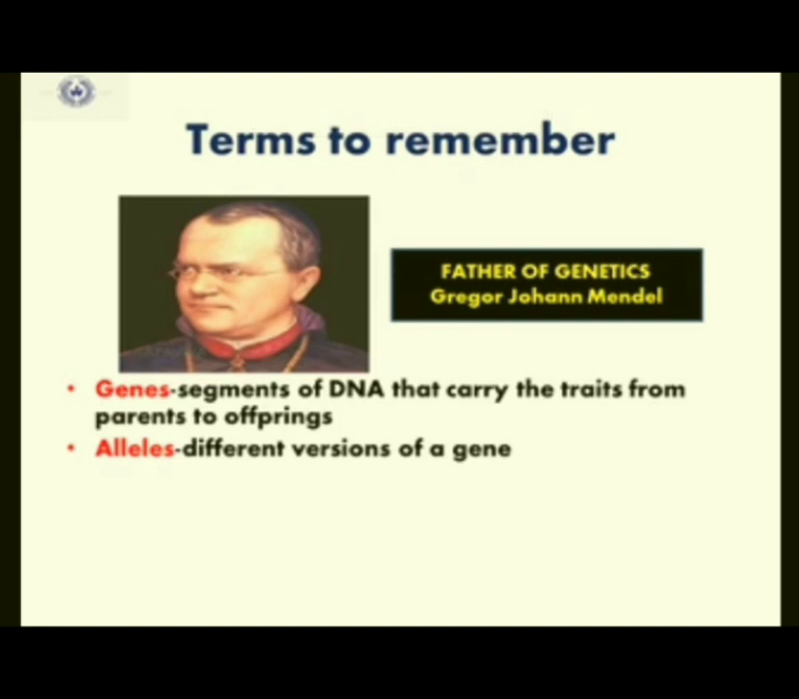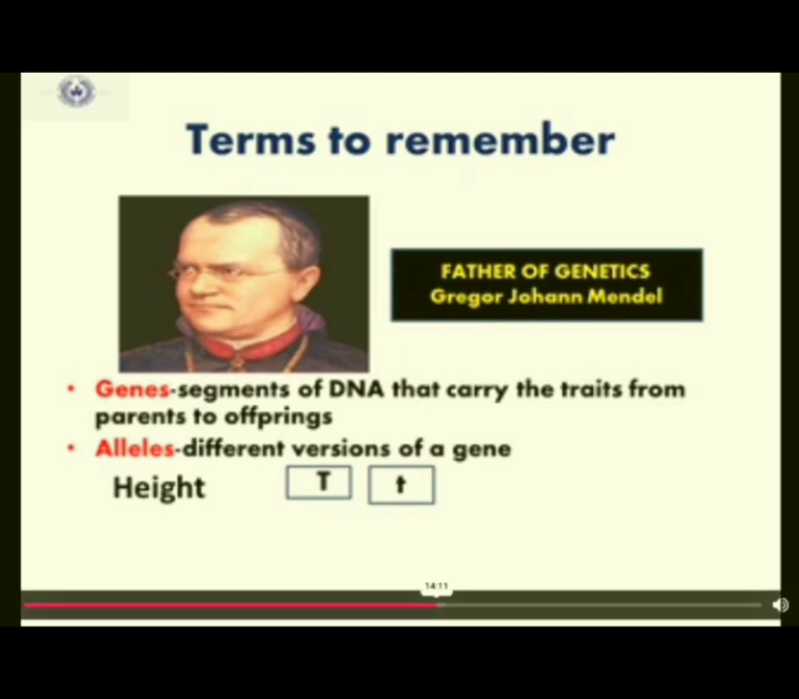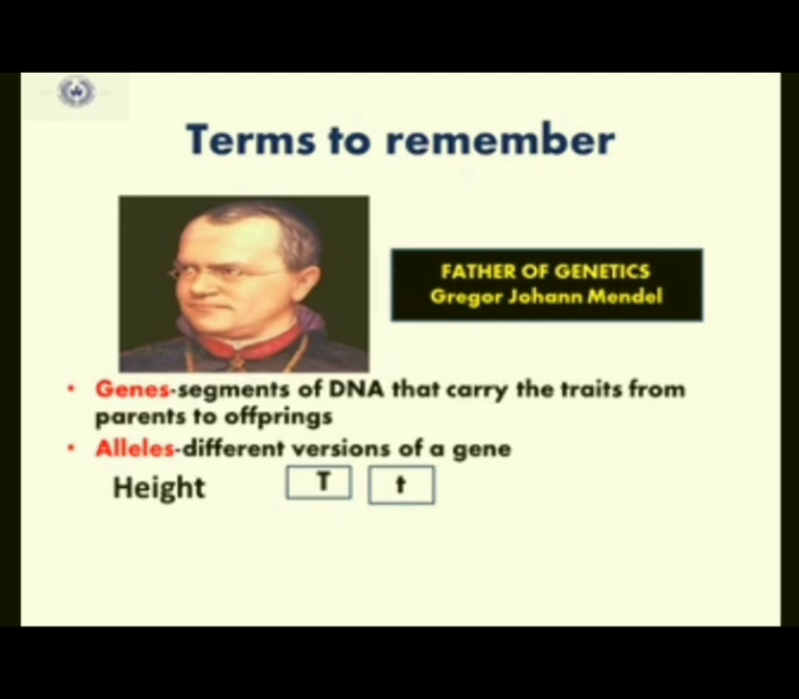These alleles are usually represented by English alphabets. One allele is represented by the uppercase of the letter and the other allele is represented by the lower case of that same letter. For example, if you consider height as the characteristic, 2 alleles can be represented as capital T or small t.